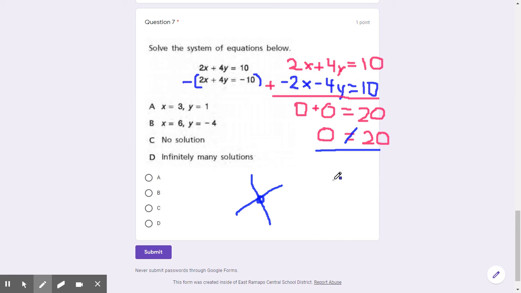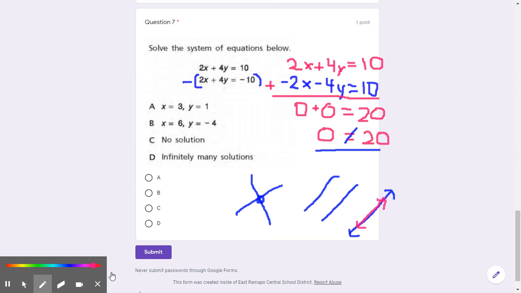No solution would look something like this. It's going to be two lines, but the two lines are parallel to each other. They do not intersect each other. Forget this part right here, but that's a line, and these two lines do not intersect. And infinitely many solutions, well, there it is. Infinitely many solutions is going to be two lines that are on top of each other. Because they share the same space, they have an infinite amount of points in common.